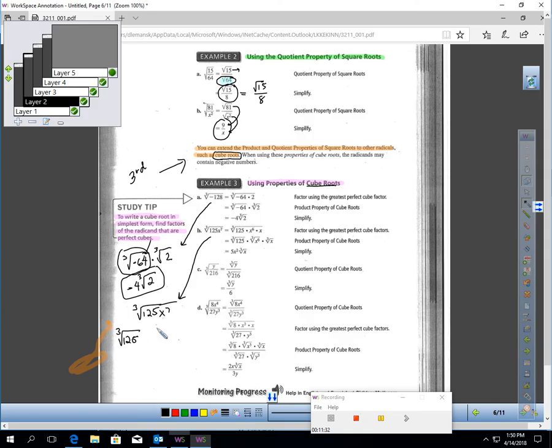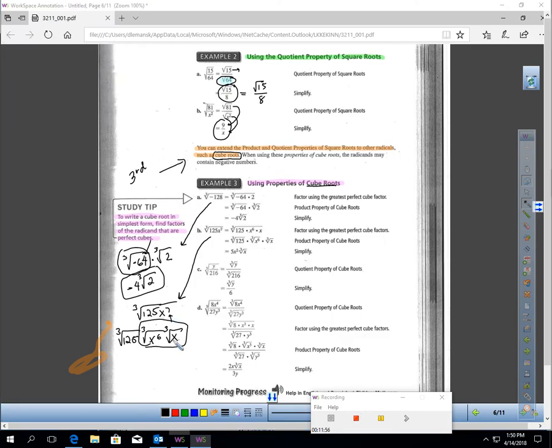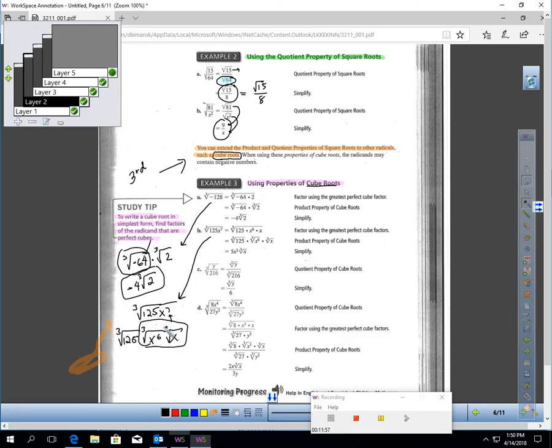Now x to the 7th is not a perfect cube, but x to the 6th is. Think about that. Wouldn't x squared times x squared times x squared give me x to the 6th? Okay, so I'm going to rewrite x to the 7th in this way. Can you see I'm going to circle or box this? If I combine those two together, I have x to the 7th. So I'm just breaking x to the 7th up into x to the 6th and x.